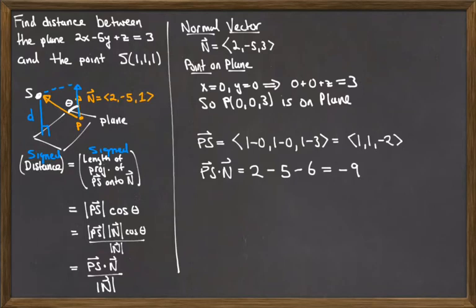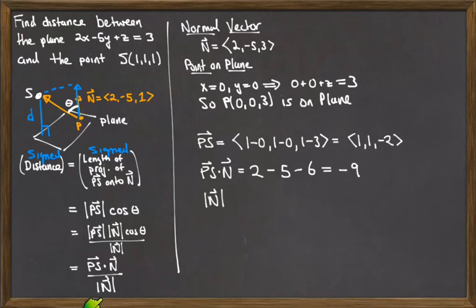Notice I get a negative value. The fact that the dot product is negative is telling me my picture is somewhat inaccurate, that the angle between these two vectors is actually bigger than 90 degrees. It's obtuse. And so these vectors are actually on opposite sides of the plane.